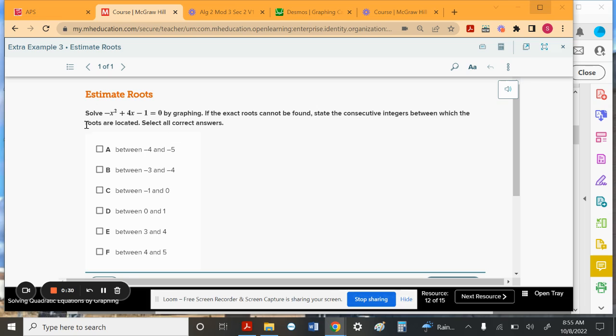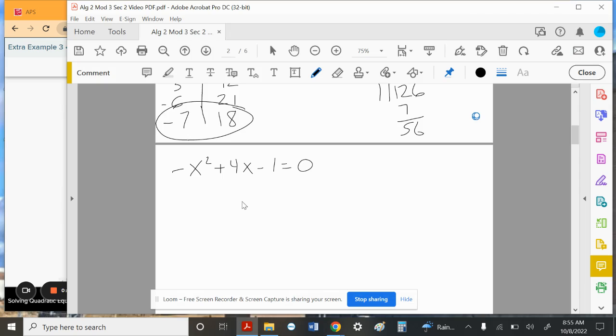So we want to figure out how to graph this. We have negative x squared plus 4x minus 1. So we have this value right here. We want to figure out what our axis of symmetry is.